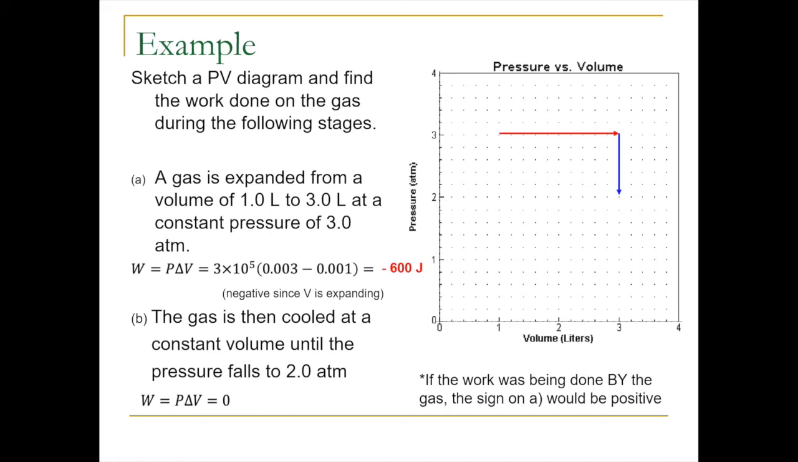So if you take a look at the diagram on the right, you can see this horizontal line that's pointing to the right, representing an increase in volume. And then you see this vertical line pointing straight down, representing this cooling process by which we are now changing the pressure.